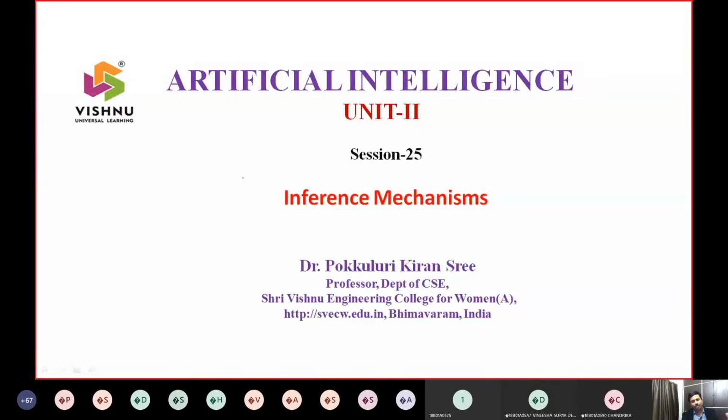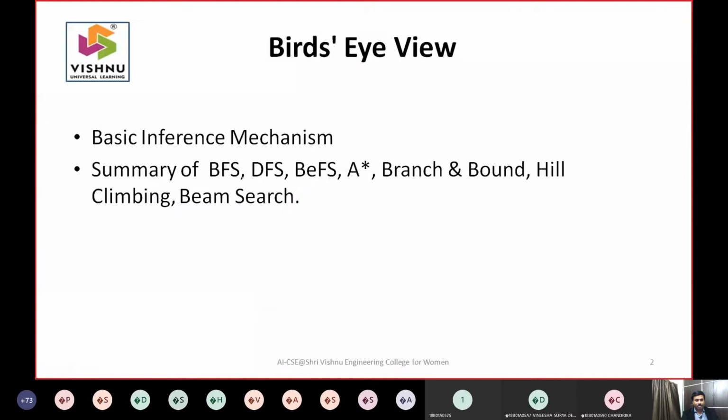We need at least 5 to 6 classes to introduce all the mechanisms in the syllabus. Then we try to find out the best mechanism and what type of applications need each type of mechanism. This is the discussion that will happen for at least 3 to 4 classes from now. This is the agenda. I will start the basic inference mechanism today.